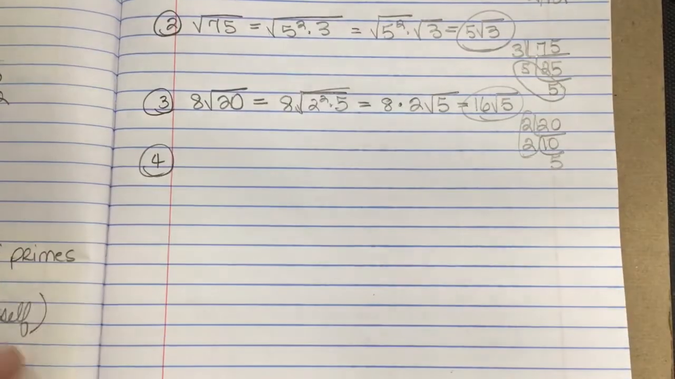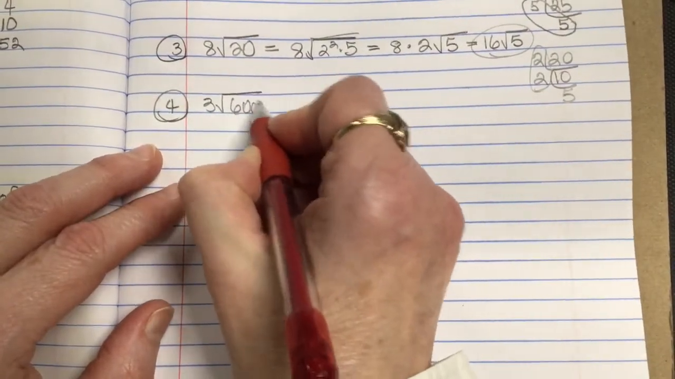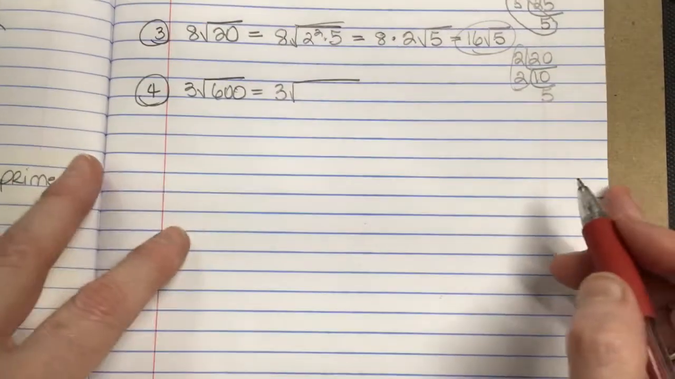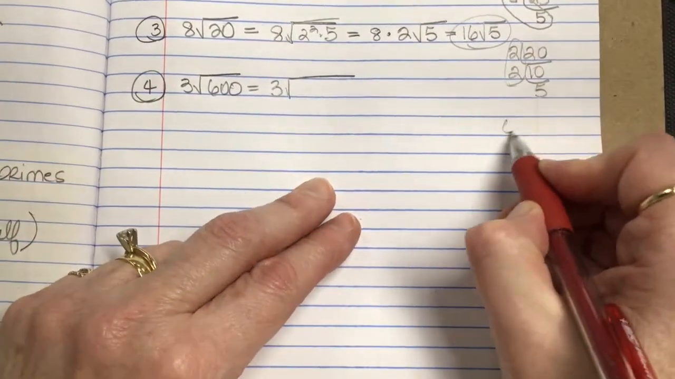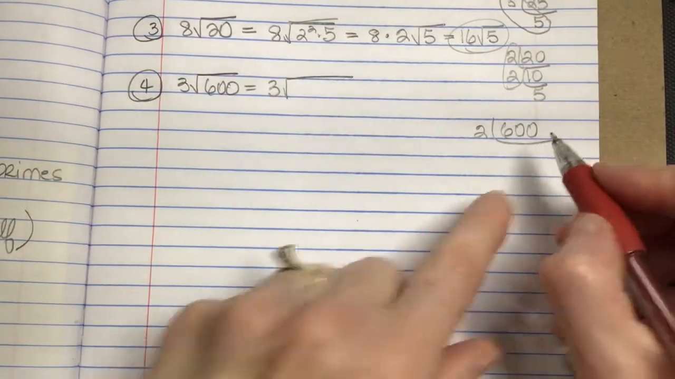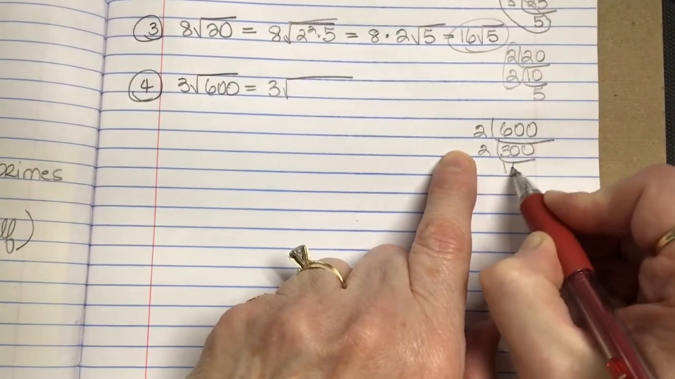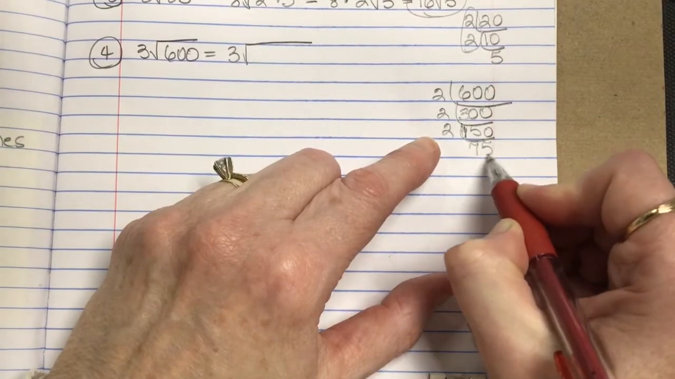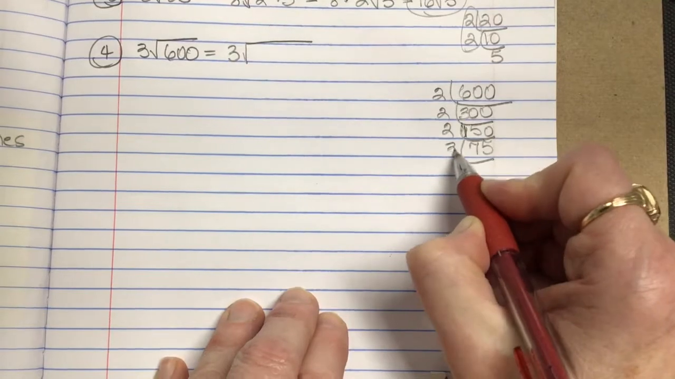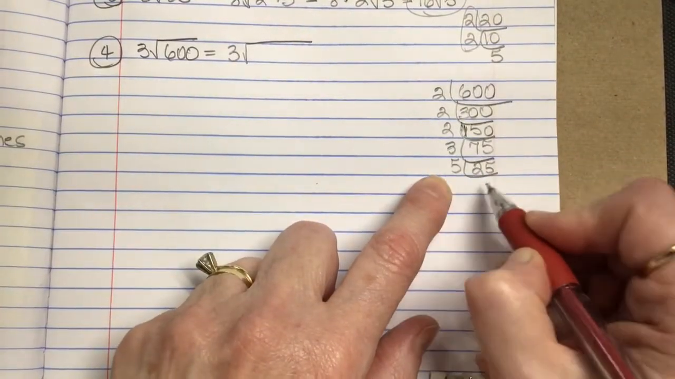4. Got 2 more. 3 times the square root of 600. So you've got a 3. And let's do the factor tree of 600. If you just start with 2, then you're going to just keep going up as you do them. So 2 goes 300. 2 goes 150. 2 goes 75 times. See, I like doing all the 2s, then I do the 3s. But if you mix them up, that's fine. And then 5 and 5.